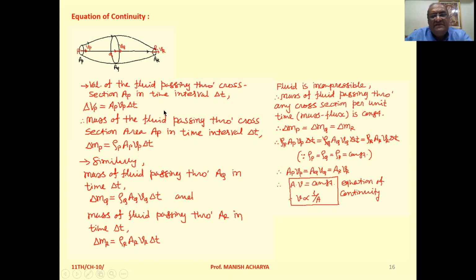But the density of the fluid is constant. So here we can cancel rho p, rho q, rho r, as well as delta t. So we can write AP VP equals AQ VQ equals AR VR.